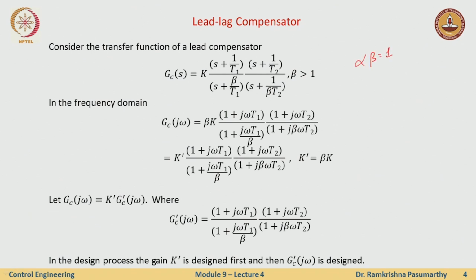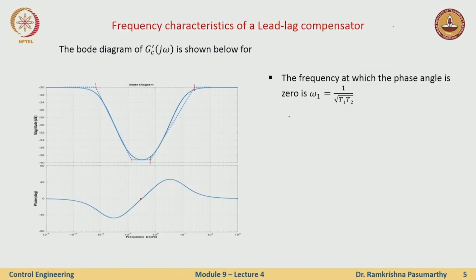So I have the lead and the lag components, and essentially I am now looking at designing this compensator with a gain k prime, and GC is again split into the gain component and then the dynamic component. As usual in the design process, we design the gain k prime first and then go about designing this one.